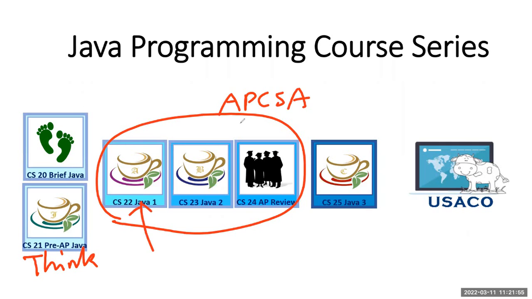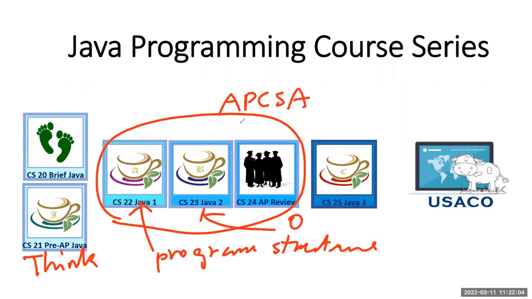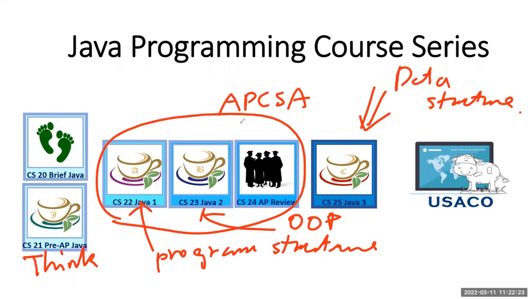Again, Java 1 is on program structure and data structure. Java 2 covers object-oriented programming. And if you are an accelerated student, we may add Java 3 for you. Java 3 is actually called Java Data Collection and Data Structure. Okay, and that's needed for the competition.